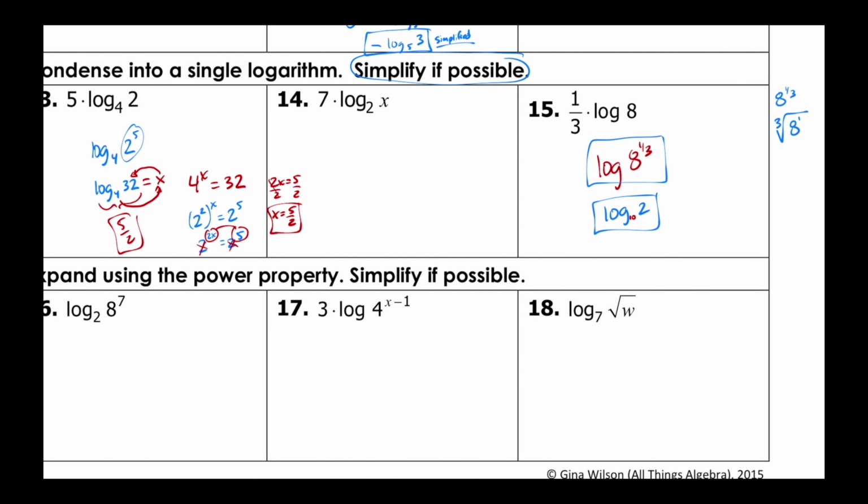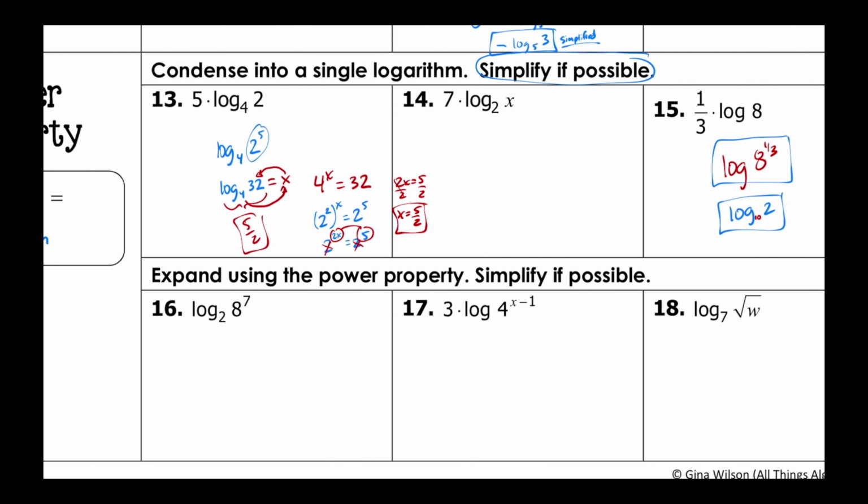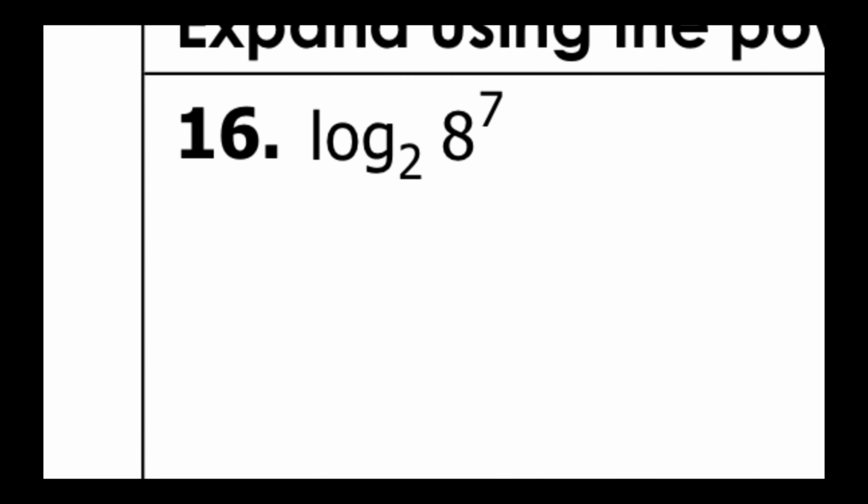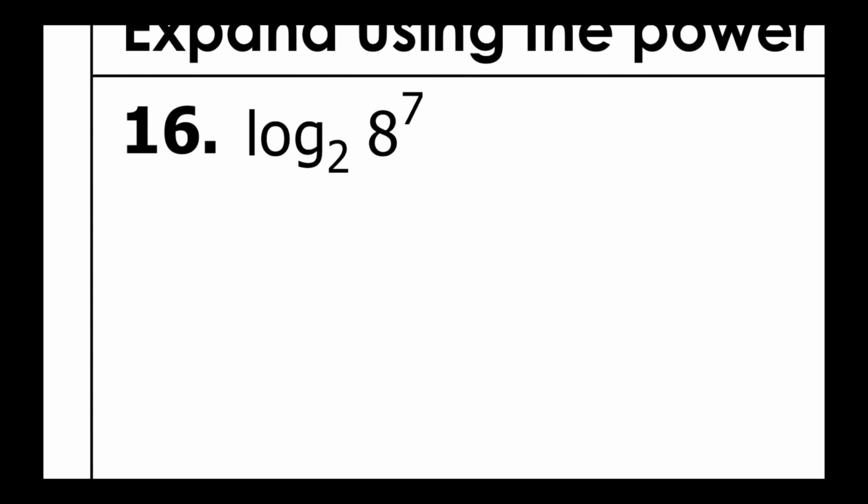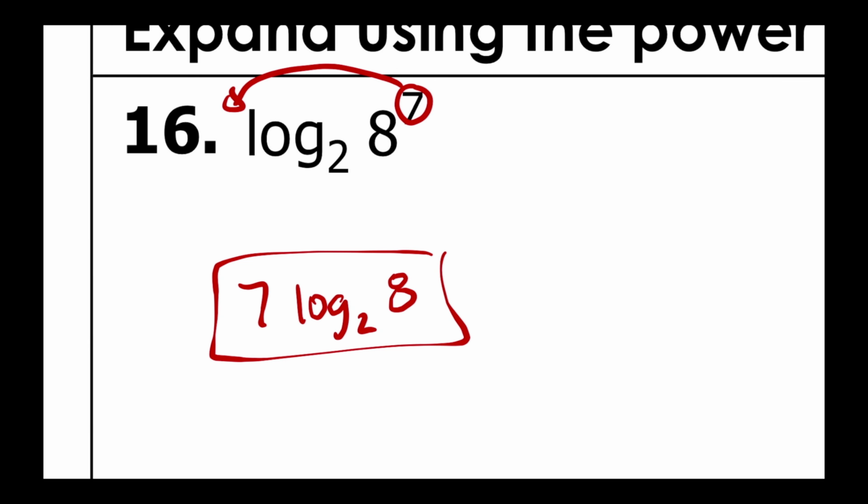All right. Okay, let's do it the other way now. Let's expand it like this one right here. This one's really easy, right? All we do is we get this exponent and we put it in the front. So that becomes 7 log base 2 of 8. So now we're getting the exponent that's in the result and we're putting it in the front. We're expanding.